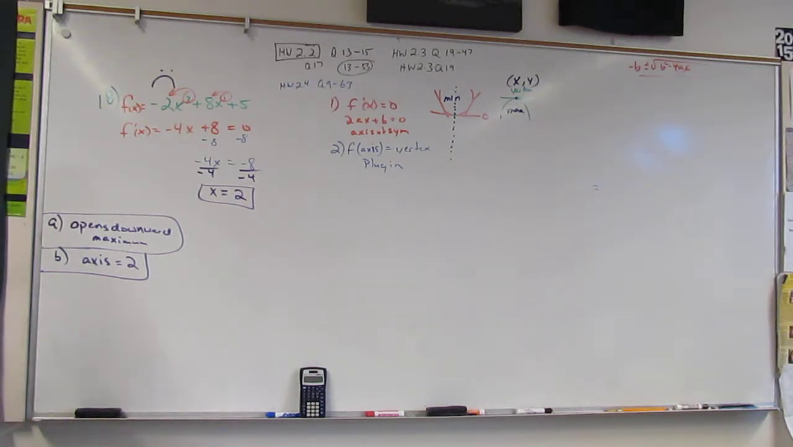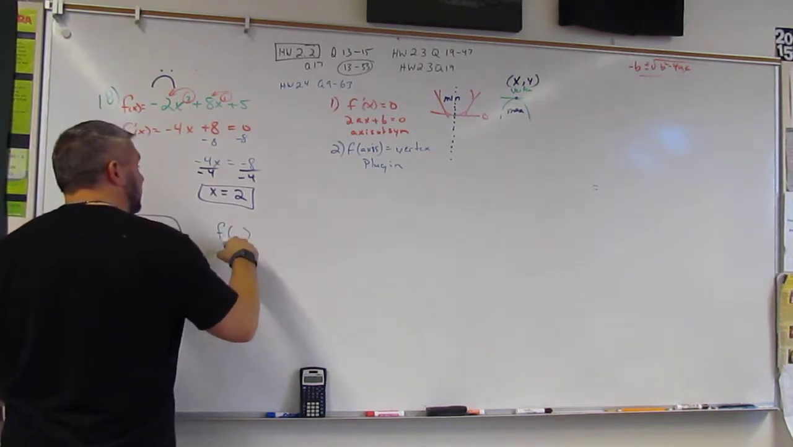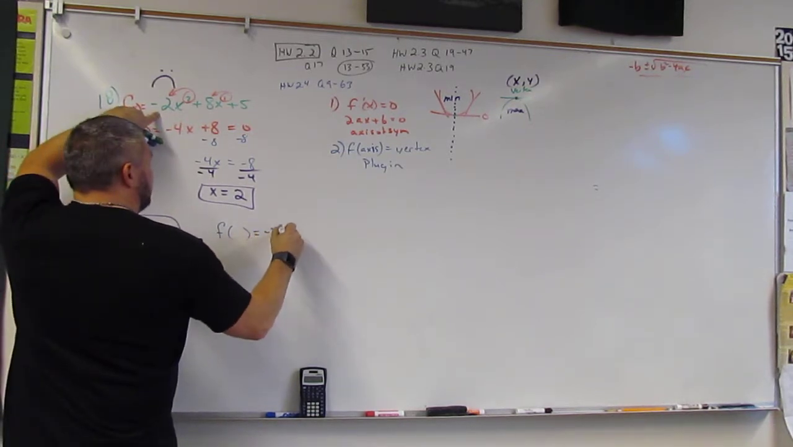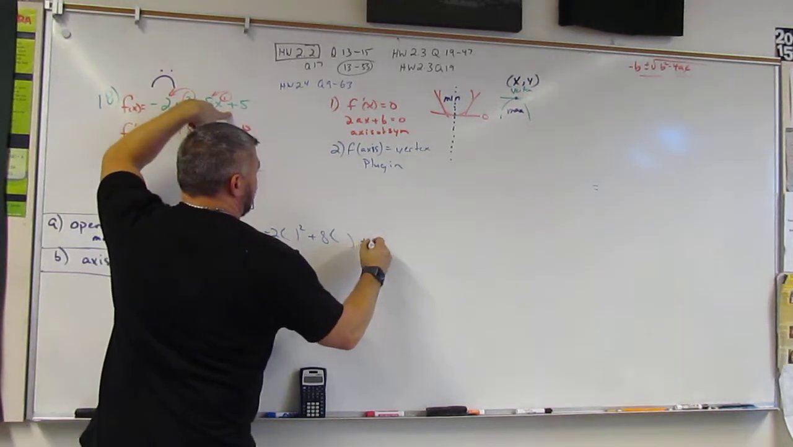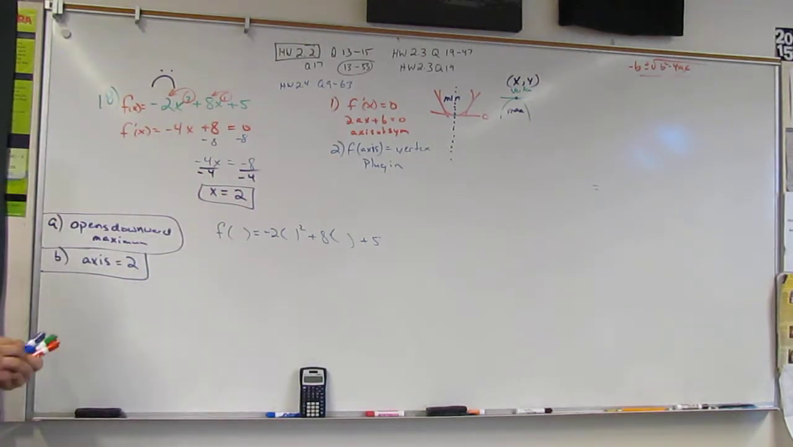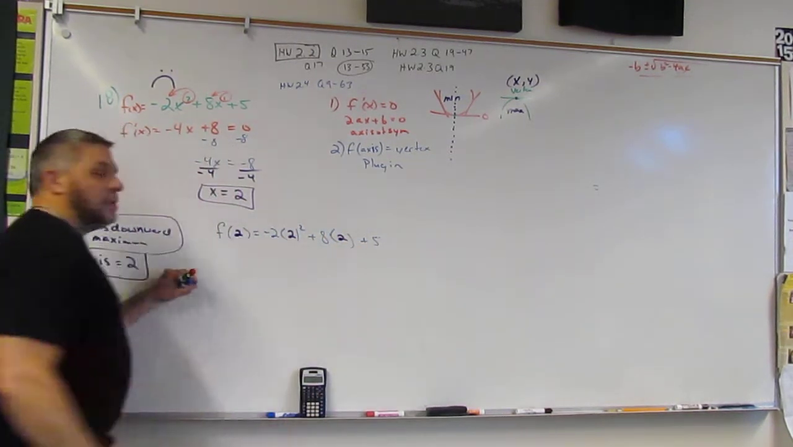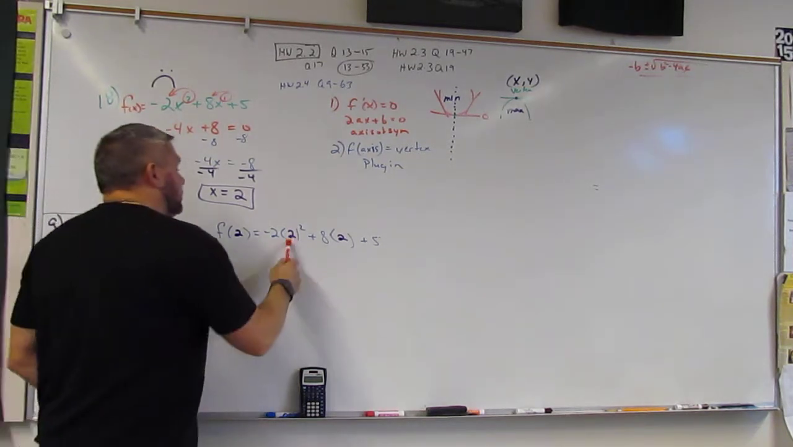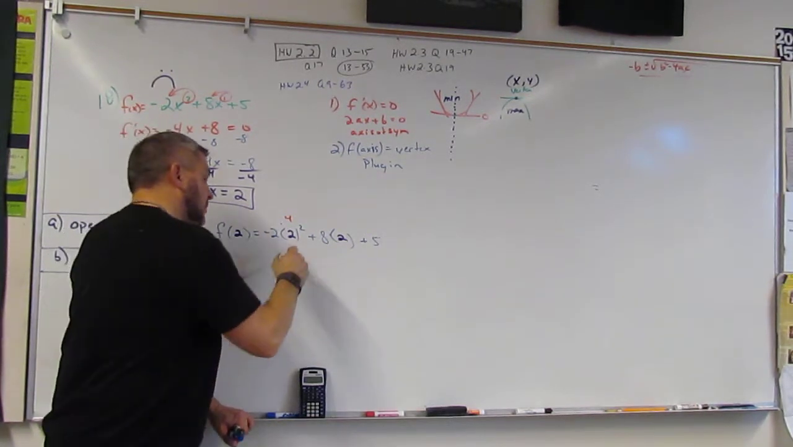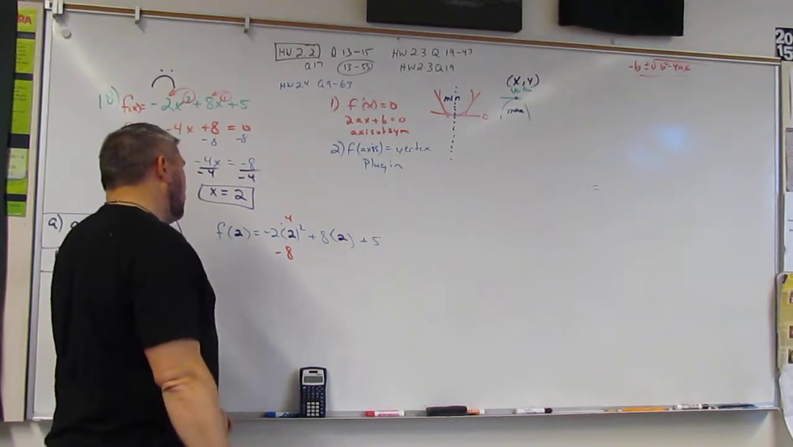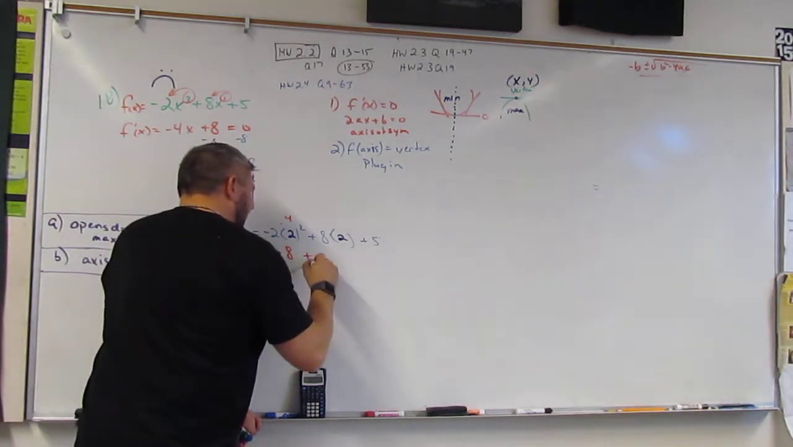Alright. So we just plug it in. We're going to say f of 2 is equal to negative 2x squared plus 8x plus 5. When we plug in, we're going to plug in a 2. Then we say, what is 2 squared? 4. What's 4 times negative 2? Negative 8. Yeah, that's right. Then what's 2 times 8? 16.